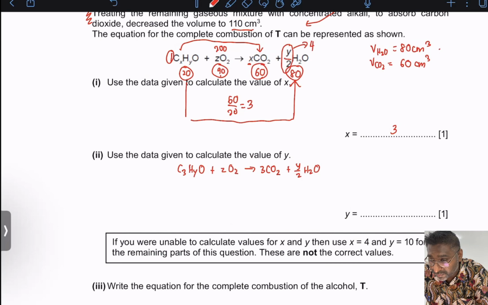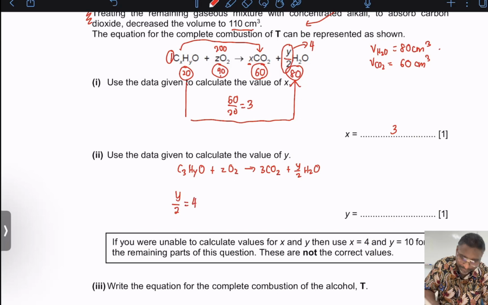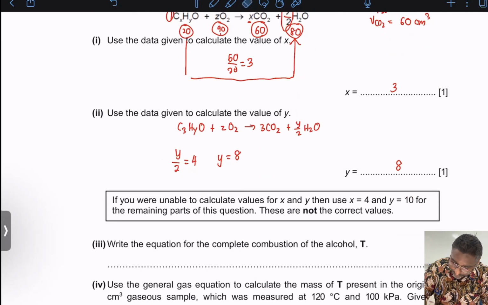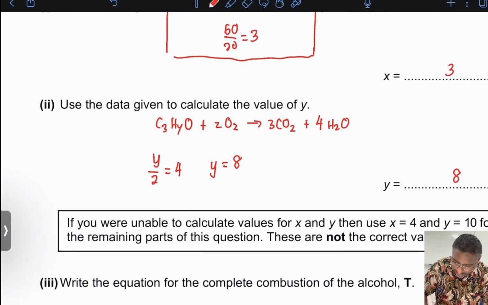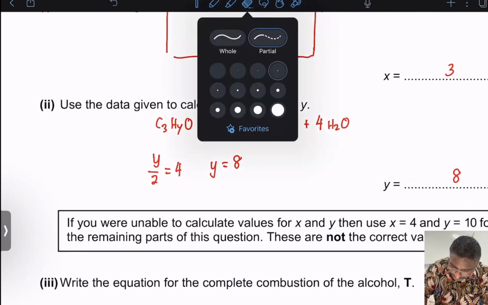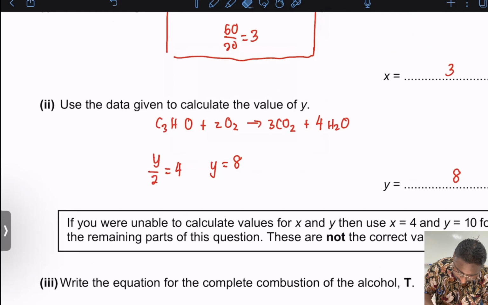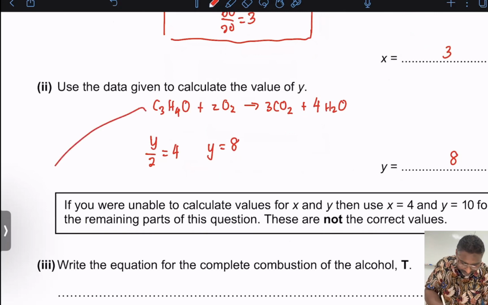The entire value must be 4. So it means that Y over 2 equals 4. What is Y? Y is going to be 2 times 4, which is 8. So if I rewrite this, it's going to be 4. And now, if this is 4, can we write the balanced equation? This is the working for this.